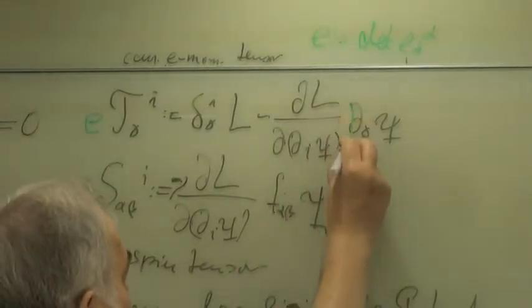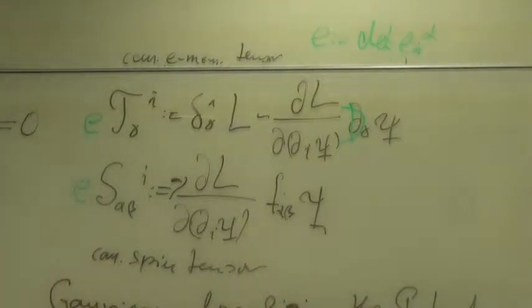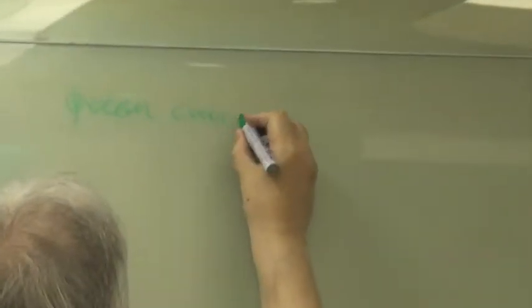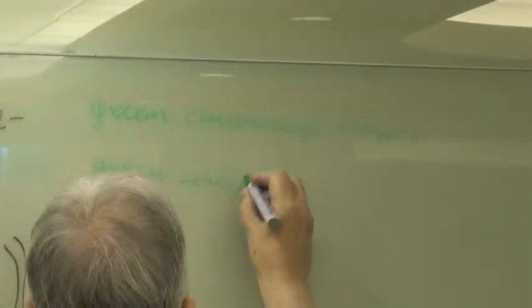And they get here the gauge covariant derivative, everything else is the same, right? So the green, these are the green canonical tensors. This is the new result. And then I get the green conservation laws, and the green one is here exactly the same.